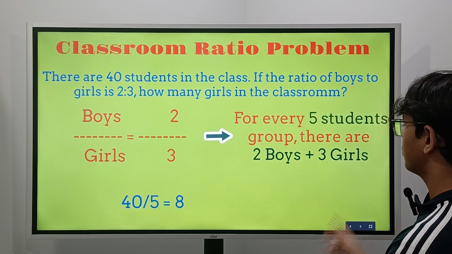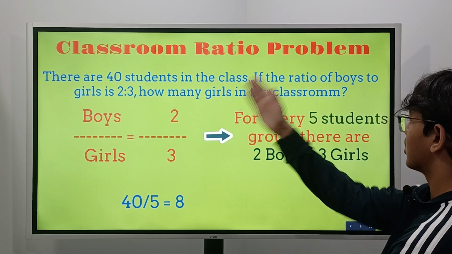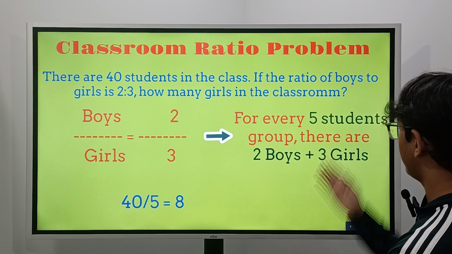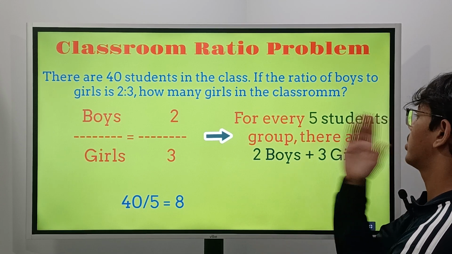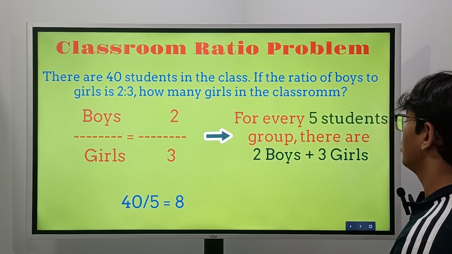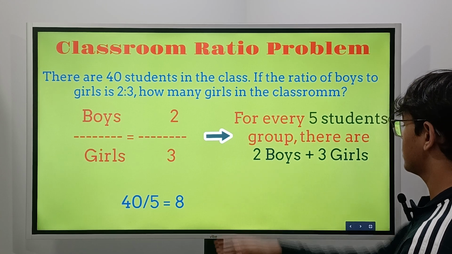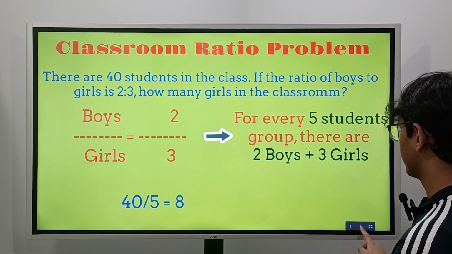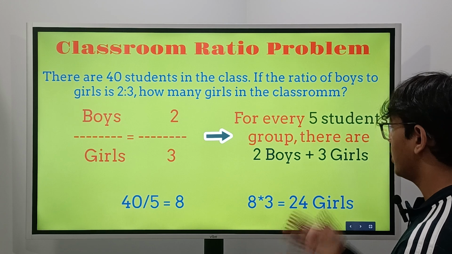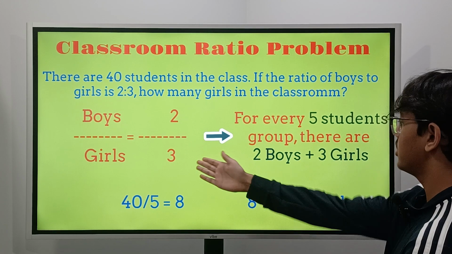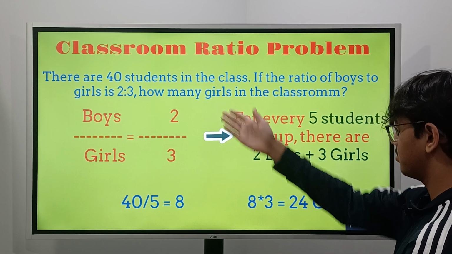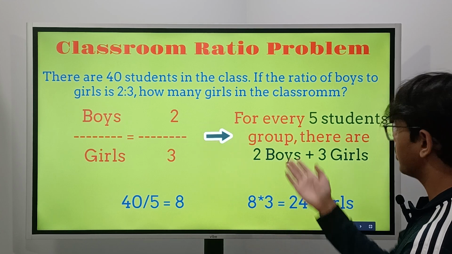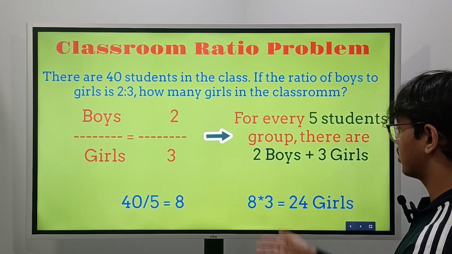So what can we do with this information? We can divide the total number of students by the group size. We know that the total number of students is 40, and we have groups of 5, so we're going to get 8 as our answer. All we have to do is multiply 8 by the number of boys and the number of girls, and then we can understand how many boys or girls there are.